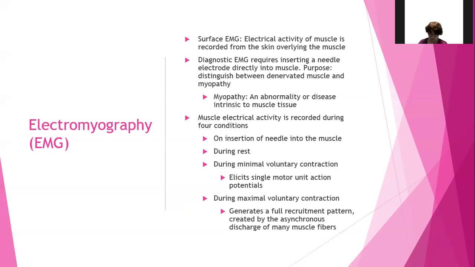And the idea of it is you want to distinguish between denervated muscle, so the surface EMG is checking the nerve, and then actual myopathy, an abnormality or disease intrinsic to the muscle tissue.